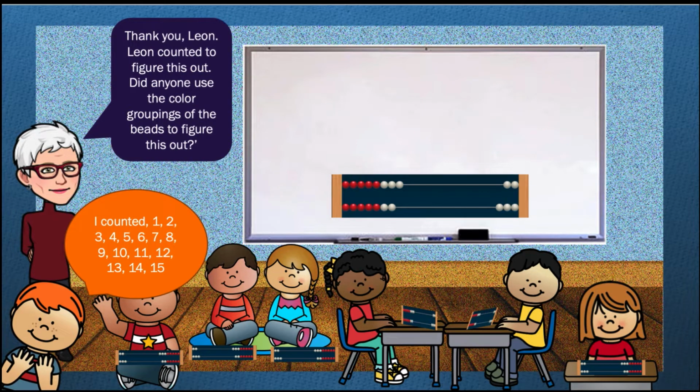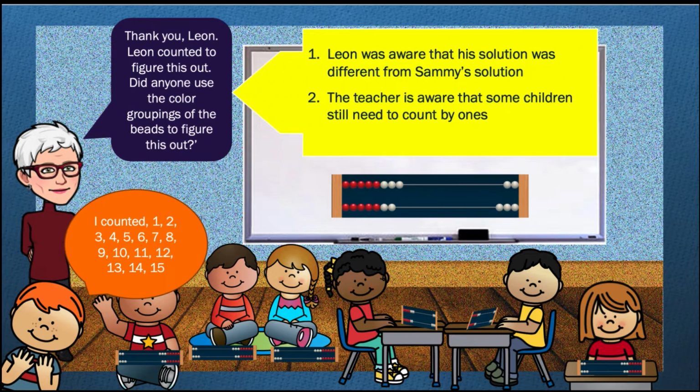We want to emphasize 2 points regarding this exchange. First, in offering his solution, Leon was presumably aware that it was different from Sammy's. He counted all of the beads by ones, whereas Sammy counted on from 8, the 8 beads on the top rod. Even though Leon used a primitive solution method, he was able to notice that it differed from Sammy's.